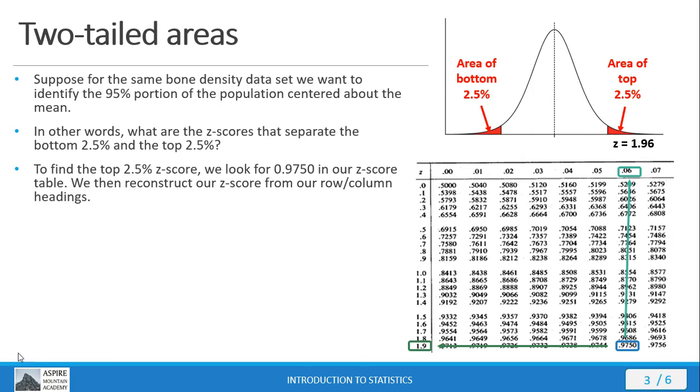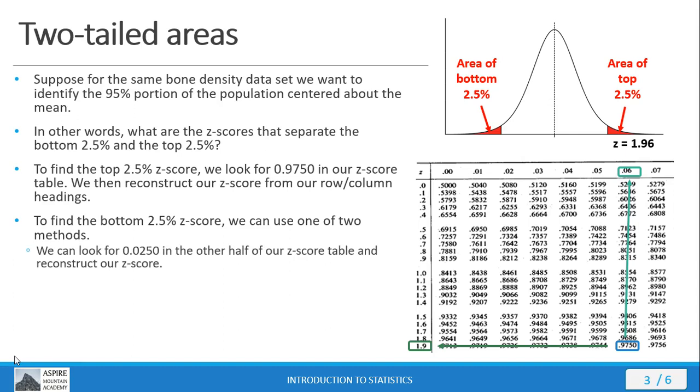Now we can do the same thing to get the z-score for the bottom 2.5%. We can look up the z-score from the negative half of our z-score table, and we can get the same thing out of there. But we can get there a lot quicker if we just remember that our standard normal distribution is symmetrical about the mean. So 2.5% here on the top is going to be the same as 2.5% here on the bottom. And so we can just flip that over, and the z-score is just the symmetrical value.